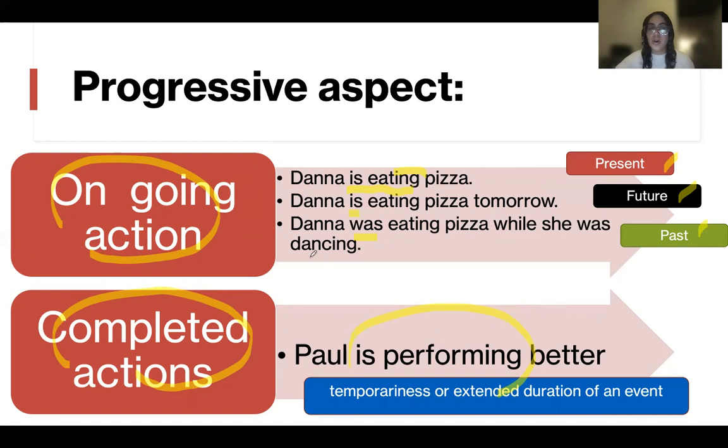Which is not the case on ongoing actions, because we are talking about something that is happening in the time. For example, Dana is eating pizza right now. The form of the verb explains that it is happening. And for example, in the future, we can also use some future expressions in order to give more certain and specific information to the clause, like for example, tomorrow, and so on.